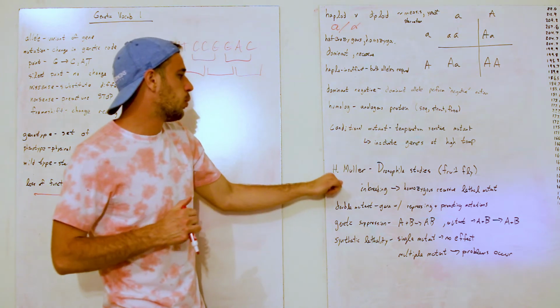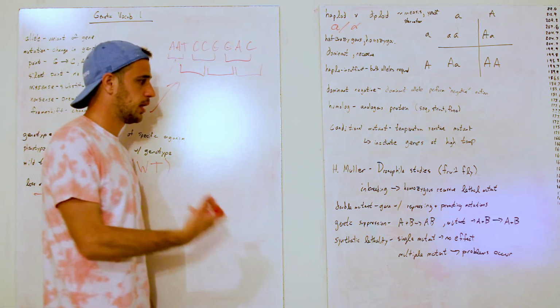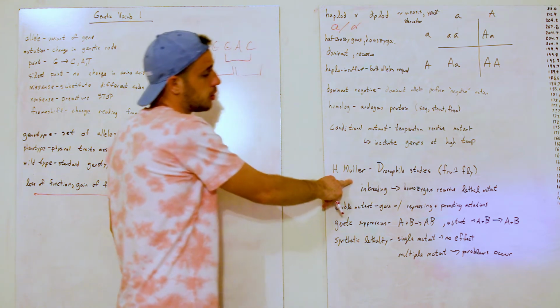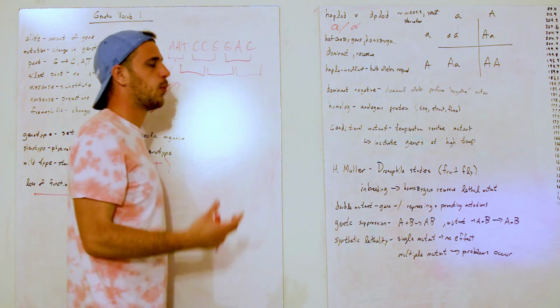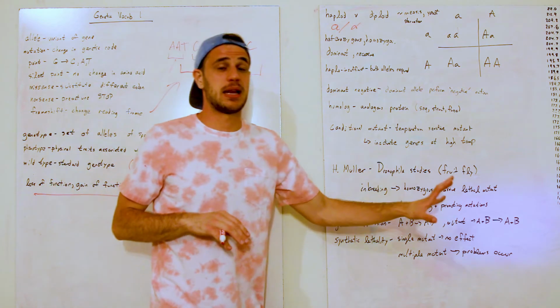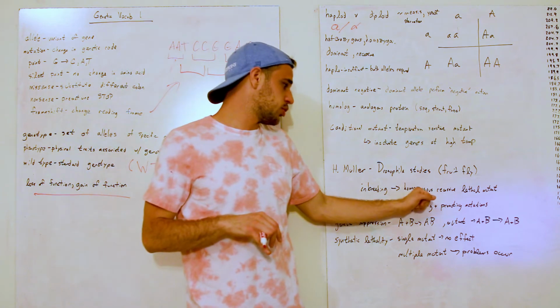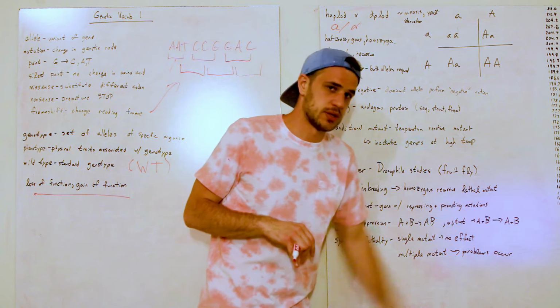And so one of the mainstays of these genetic studies was H. Moeller, who studied Drosophila. Drosophila are just fruit flies. One of many findings he had was that when you have inbreeding, you can find homozygous recessive lethal mutants.